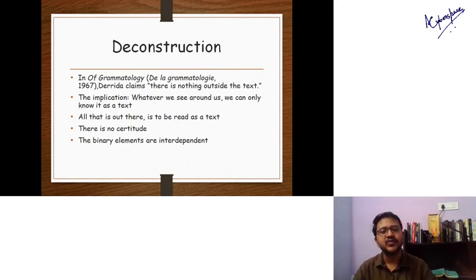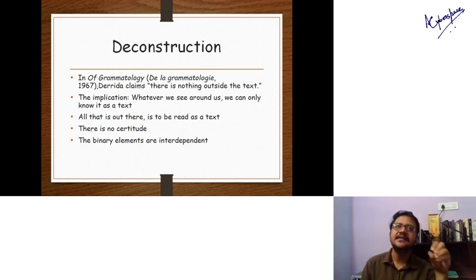So there is no certitude. And the binary elements which we think about, whether it is speech and writing, signifier and signified, whatever binary elements we are thinking of, whether it is black, white, good, bad, right? All these are interdependent. Think of the binary elements in terms of gender: men, women, feminine, masculine. If you look at these binary elements, you would find that we can easily deconstruct them, because without knowing what is feminine, you won't be able to know what is masculine. The masculine defines itself through femininity, right?